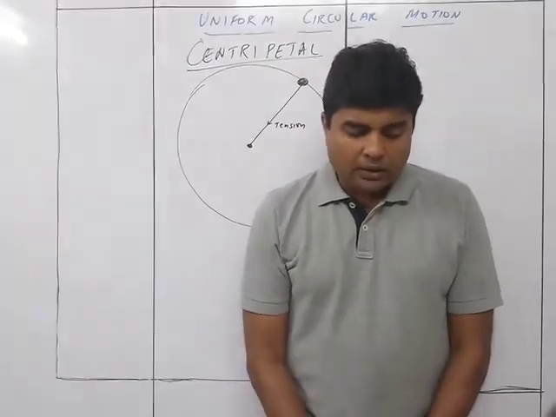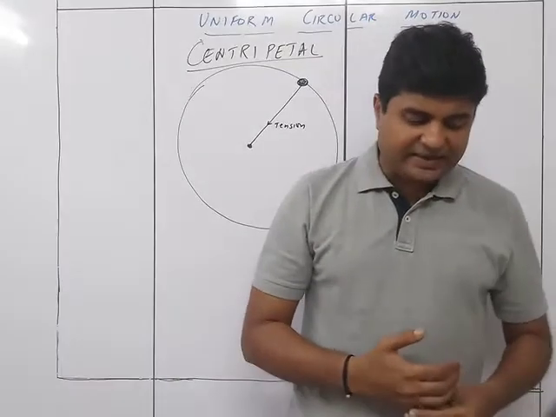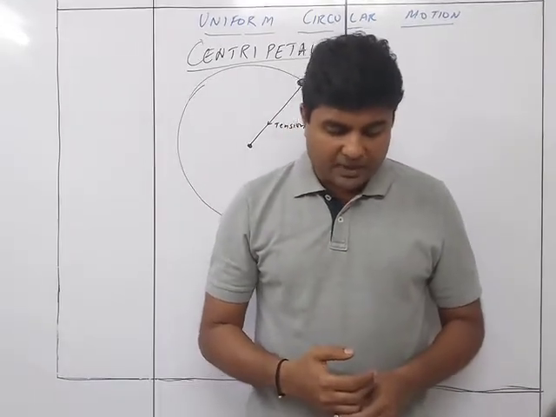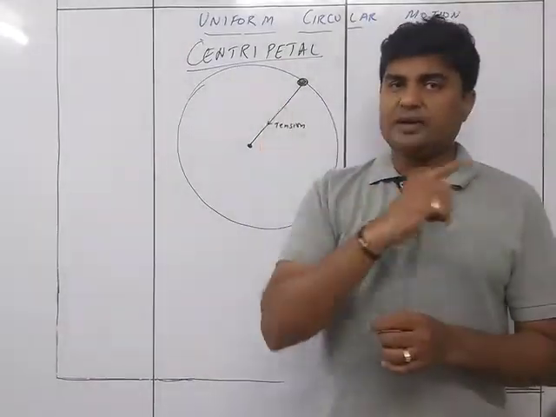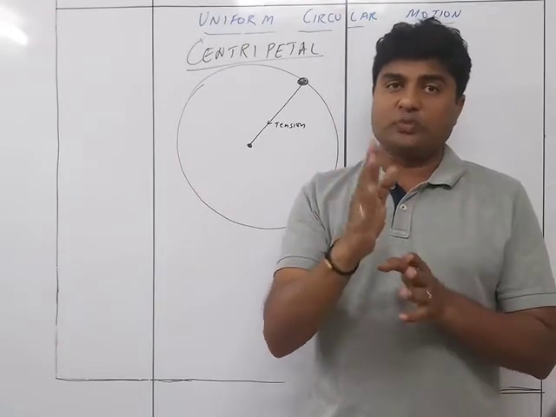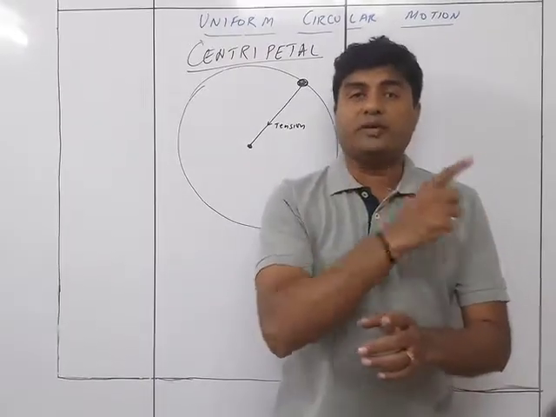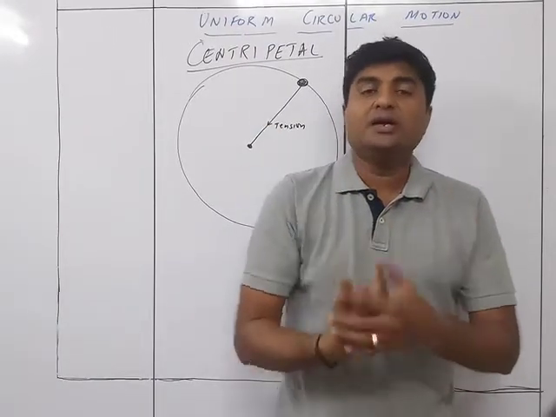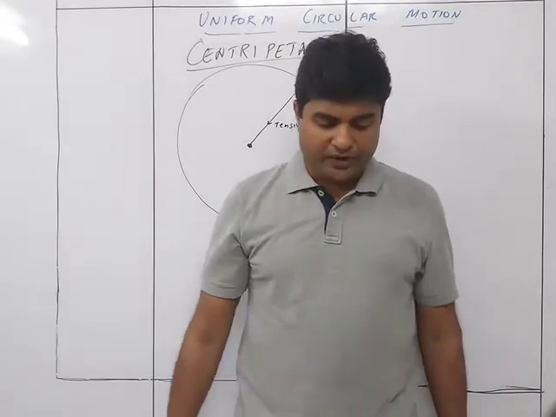Now, thus the direction of acceleration also changes at each point of the circular path, but its magnitude remains the same. See over here what is happening. The direction is continuously changing. The speed is not changing. That's why the force which is applied is not changing in magnitude. And accordingly we say that due to the change in direction, the acceleration is variable or non-uniform.